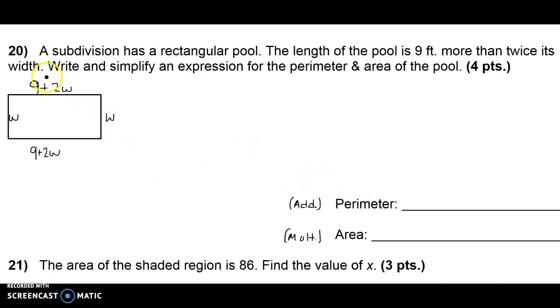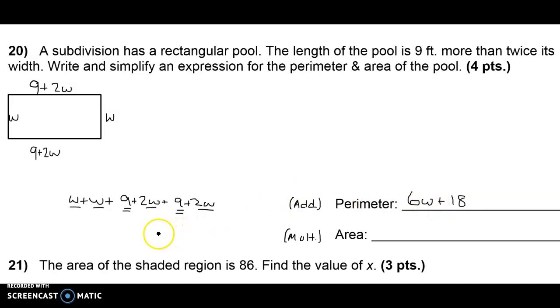So the perimeter, you add up all your like terms. So W plus W, handle my widths first, plus 9 plus 2W plus 9 plus 2W, okay? Add up your like terms, okay, and go from there. So in total, I have my perimeter is 6W plus 18, okay?